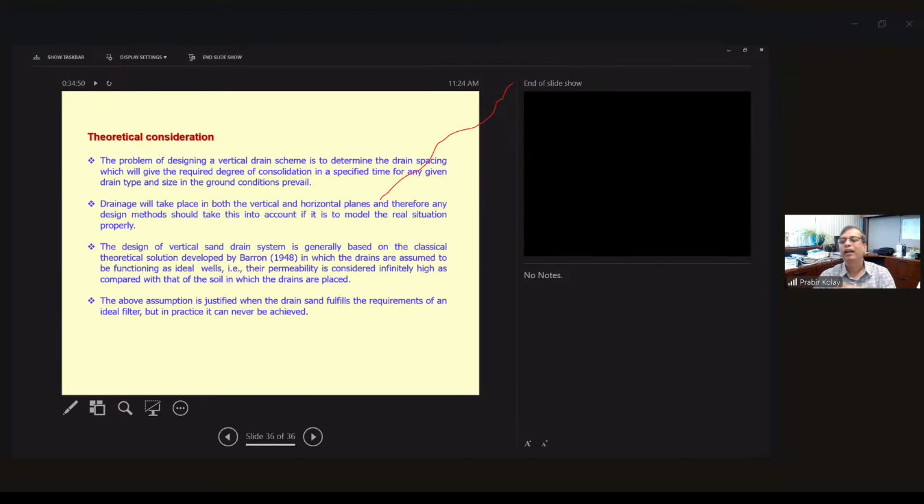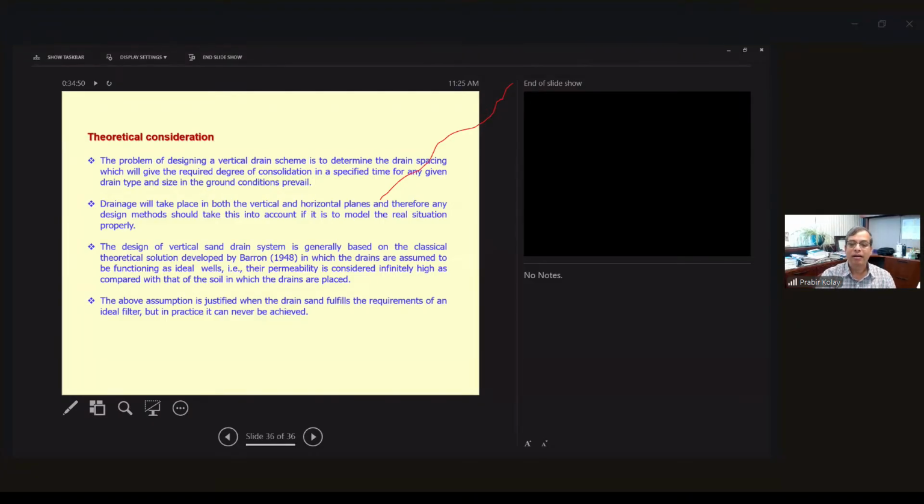And then theoretical considerations. Sometimes, while designing this vertical drain, we need drain spacing, which will be required, and degree of consolidation. So again, we need to find the equivalent diameter. So we need to check that. Drainage will take place in both vertical and horizontal directions. Therefore, any design method should take into account the real situation properties. So again, we need to check the horizontal and vertical, because the vertical and horizontal permeability is not easy to determine. And that's why people are using different correlations: if you know the vertical permeability, how to find out the horizontal permeability.